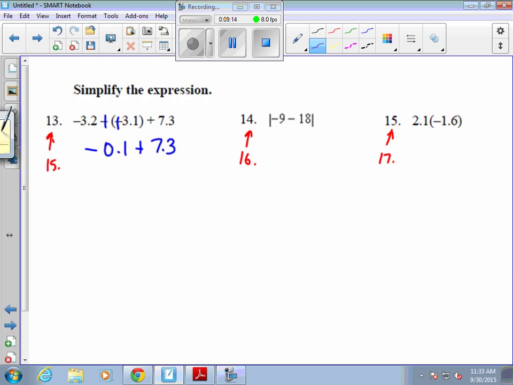So opposite signs, subtract them. 7.3 minus 0.1 is 7.2. And since 7.3 has a higher absolute value, it's positive. It's positive 7.2.